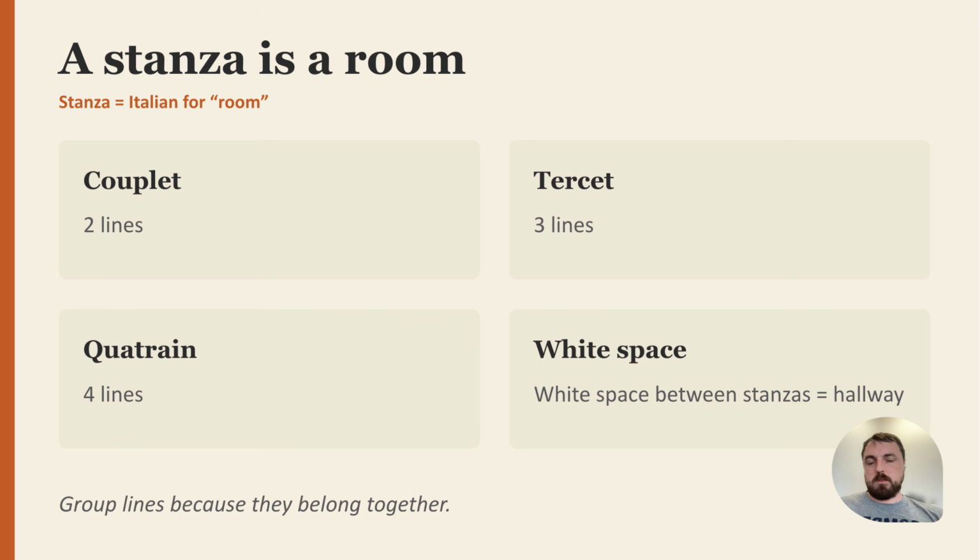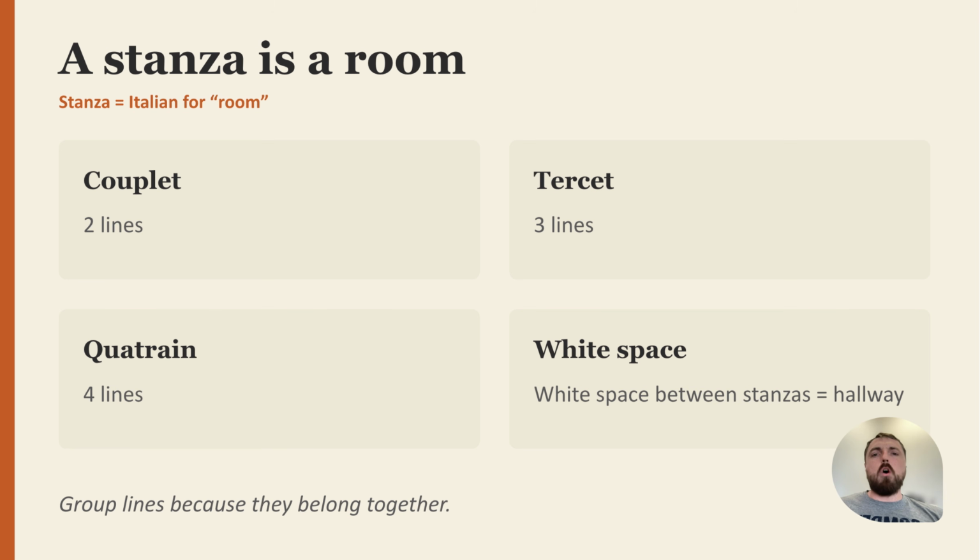For example: the bus hissed at the curb. I found a seat over the wheel. My backpack sat on my shoes. Three lines, one room, you can stand in it. A quatrain is a larger room. Four lines to arrive, look around, and leave with something changed.